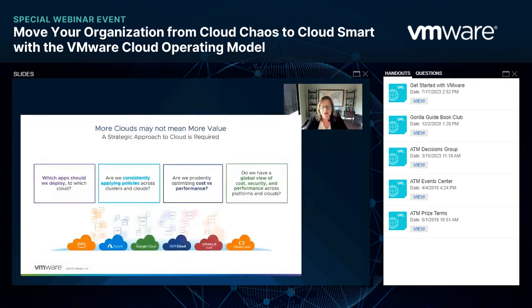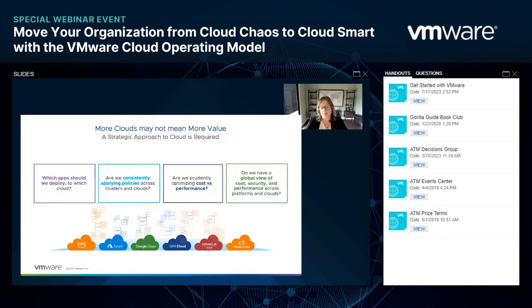And then even if we have a strategic use of multiple clouds and we understand the complexities that we have to deal with and we feel like we have a handle on it, there's still these questions that we often can't actually answer. Which applications should we deploy to which cloud? How are we making those decisions? What data are we using to make those decisions? Are we consistently applying policies across our clusters and clouds?